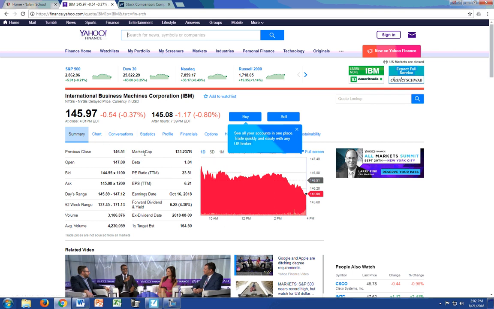Market capitalization: if you multiply the share price by all of the shares, so multiply 145.97 times all outstanding shares, you will get what this company is worth right here. That's how much they're worth in dollars in the market. $133 billion. That's what International Business Machines is worth.